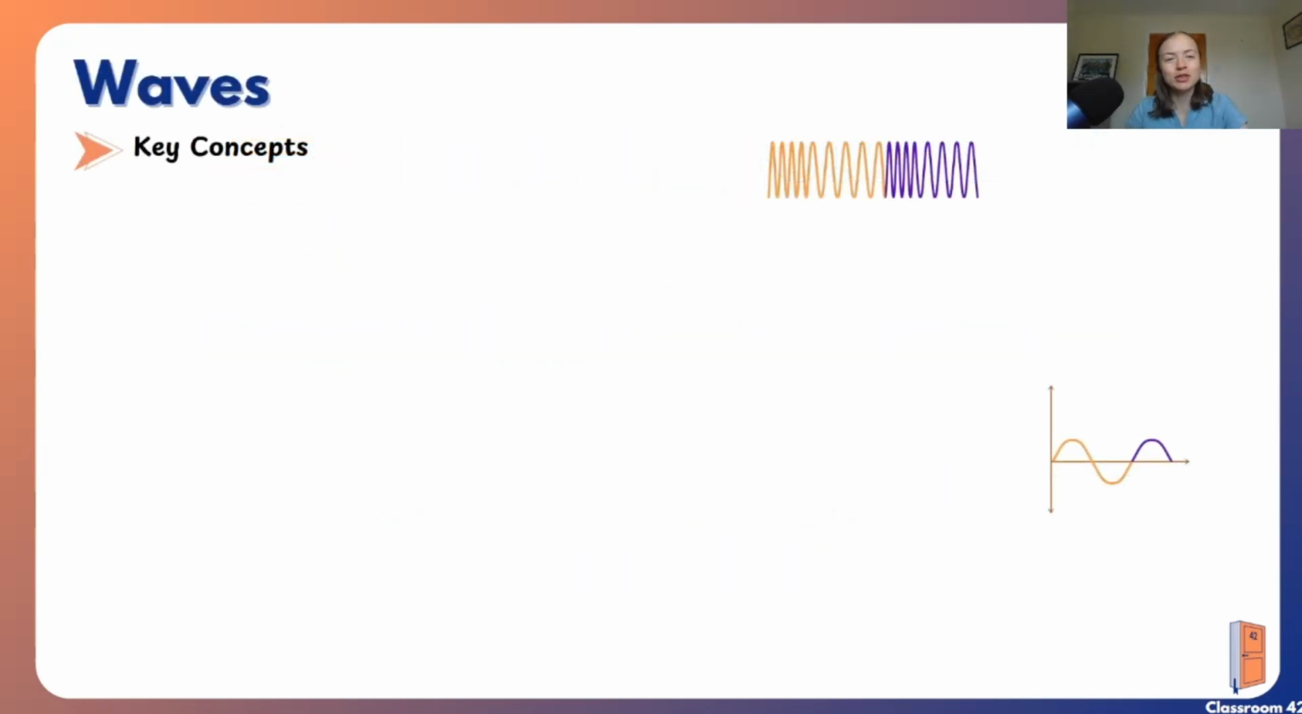Okay, so let's move on to P6, which is waves, and we're going to do the same things we did for P5 by running through all of the key concepts that you need to go through during your revision. So let's start with transverse and longitudinal waves.